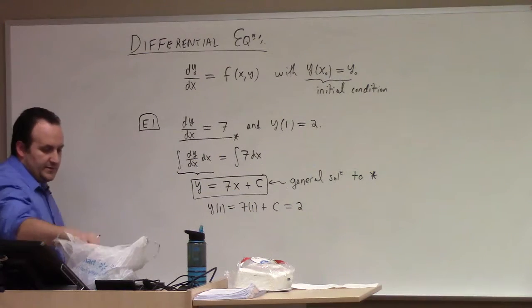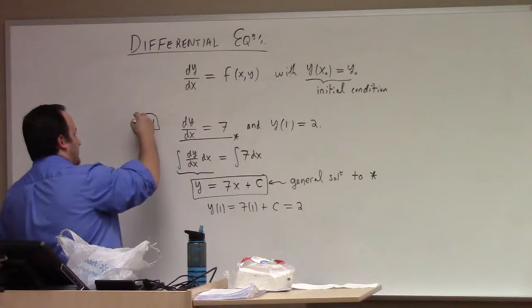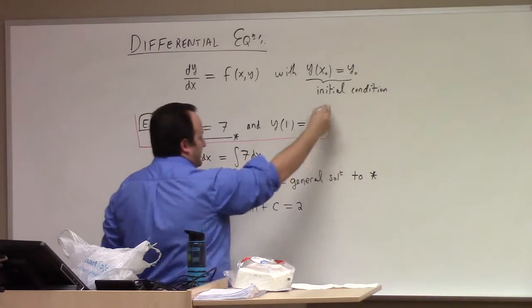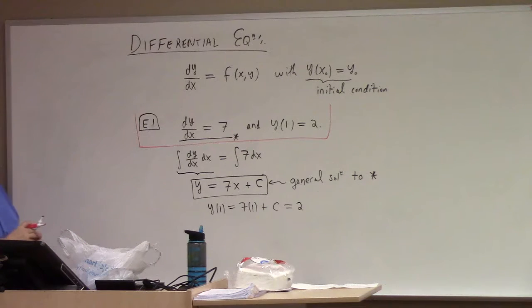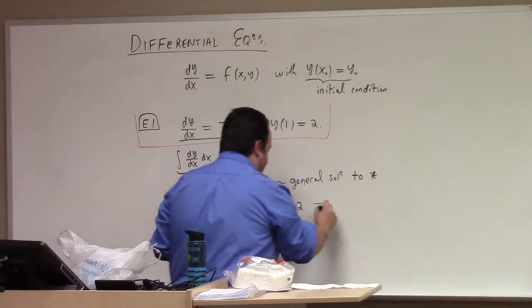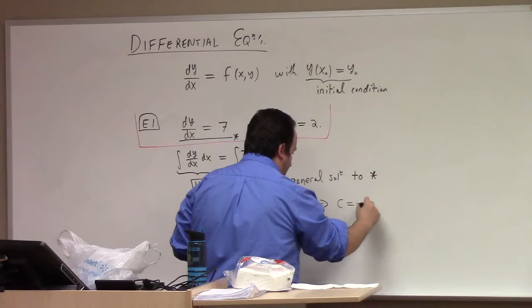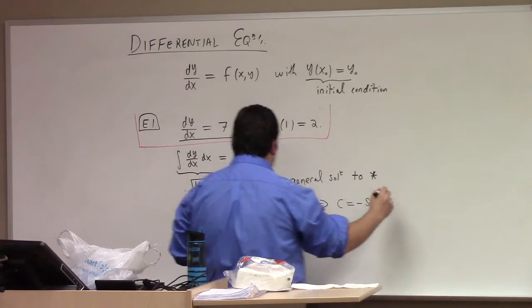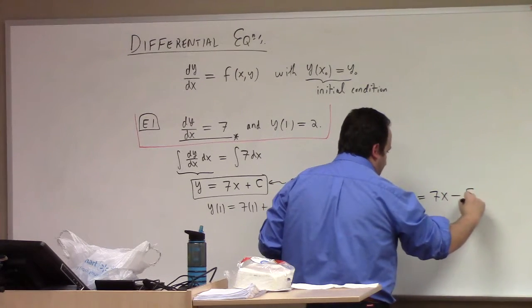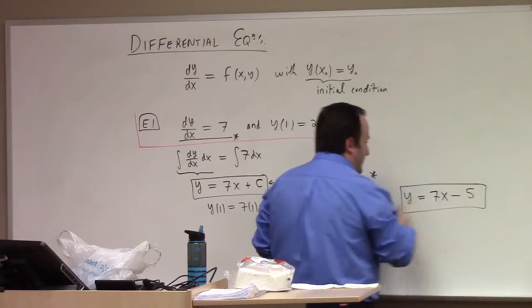Just to be clear, I know sometimes you guys get lost about what we're doing versus what we're given versus what we're finding. Everything in the red box is what's given. Everything below it is what we're finding, all right? So what does that mean? That says c is equal to minus 5. And therefore, y is equal to 7x minus 5. There you go. That's the solution to the initial value problem.